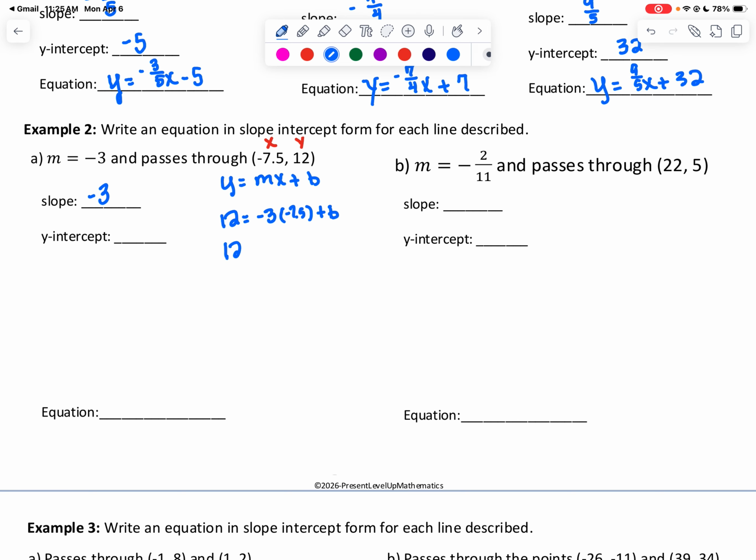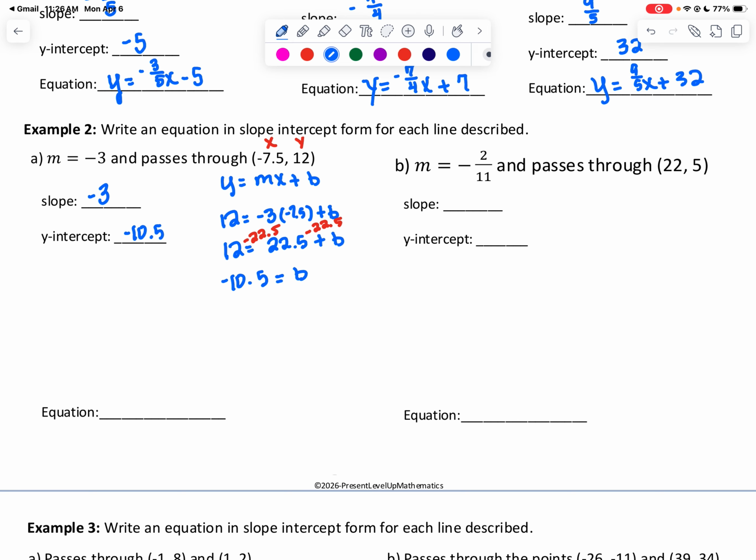So 12 equals -3 times -7.5, which would be positive 22.5, plus b. Now if I want to get b by itself, I can subtract the 22.5 from both sides. So 12 minus 22.5 would give me -10.5 equals b. So now I know my y-intercept is -10.5.